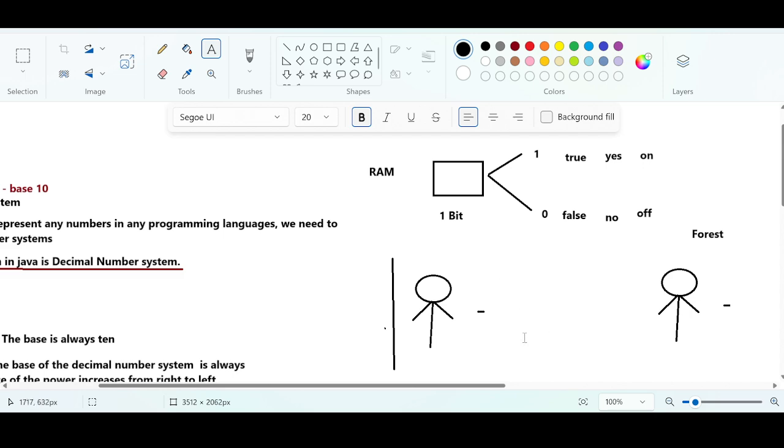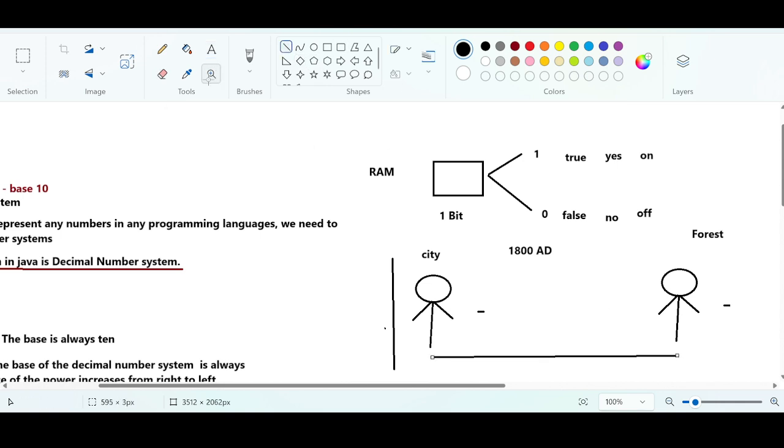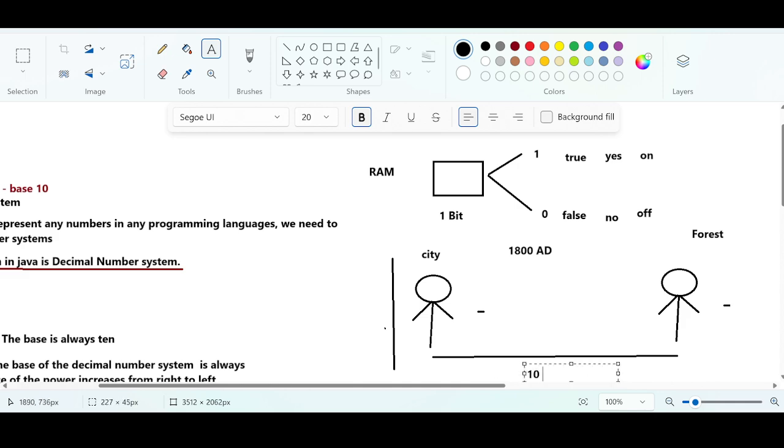Okay, so let us say that we were living in the 18th century, in 1800 AD. I am living in a city, and the distance between me and my cousin is about 10 kilometers. My cousin is living in a forest, and he needs to alert me if there are any poachers.